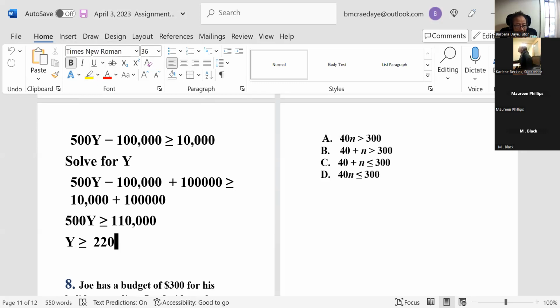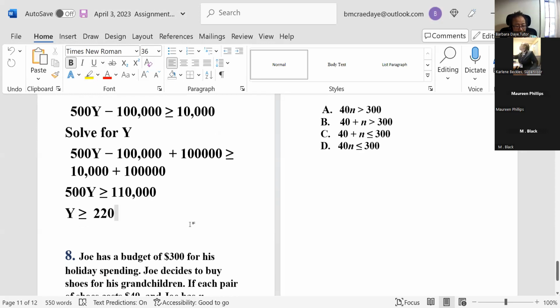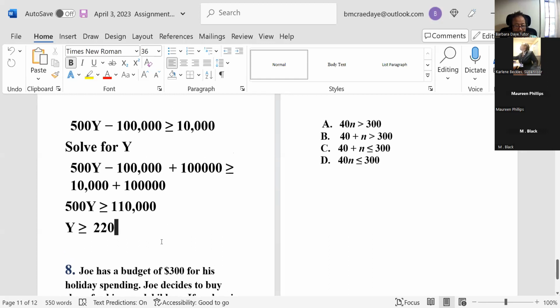That's the answer we got. And I said solve for y. What must be the selling price to get this 10,000 or more profit? So just solve this inequality for y. And you do that by getting those constants together, that 100,000 with the 10,000, and then dividing out the 500. And that gives you greater than or equal to 220. Questions? No, thank you, miss.